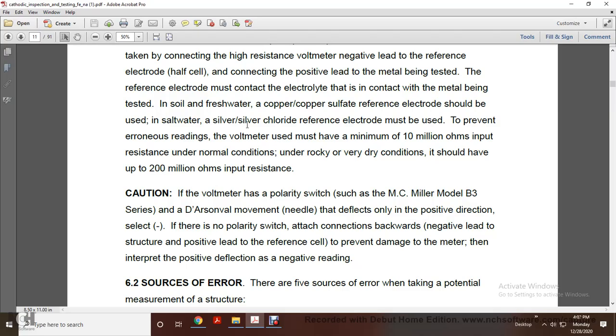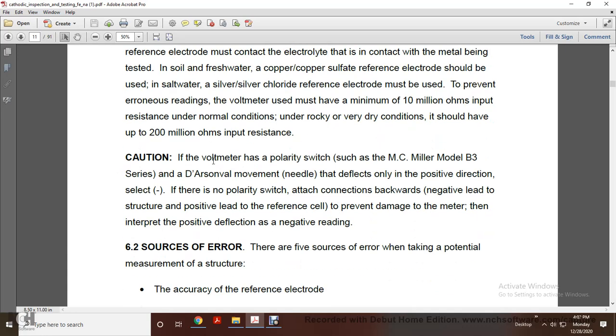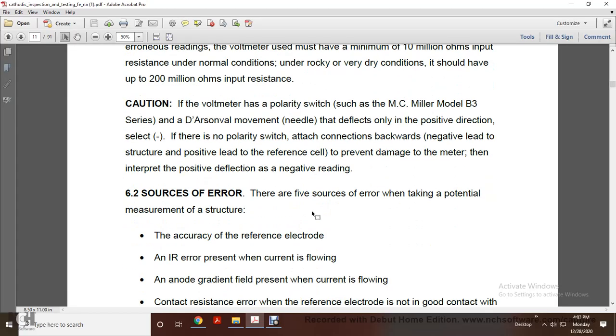To avoid erroneous readings, the voltmeter must have a minimum of 10 million ohms input resistance under normal conditions. Under rocky, very dry conditions, it should have up to 200 million ohms input resistance. Caution: if the voltmeter has a polarity switch, such as the MC Miller Model B3 series, or a D'Arsonval movement and the needle deflects in the positive direction, select negative. If there is no polarity switch, attach the connections backwards, negatively to the structure and positively to the reference cell, to prevent damage to the meter, then interpret the positive deflection as a negative reading.